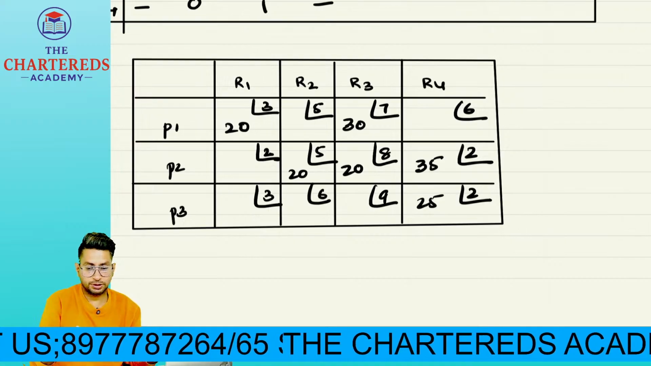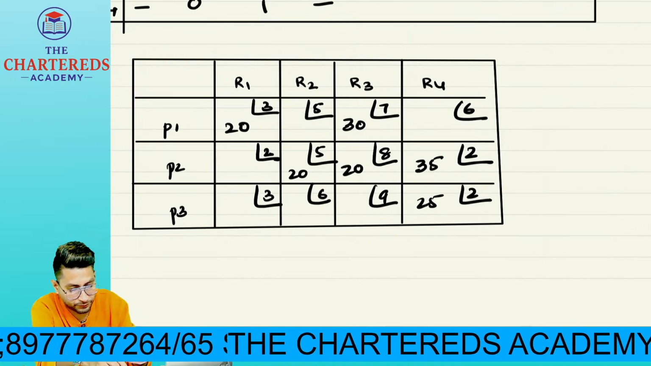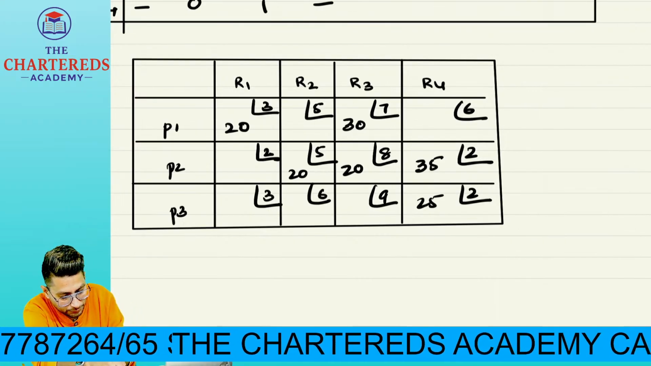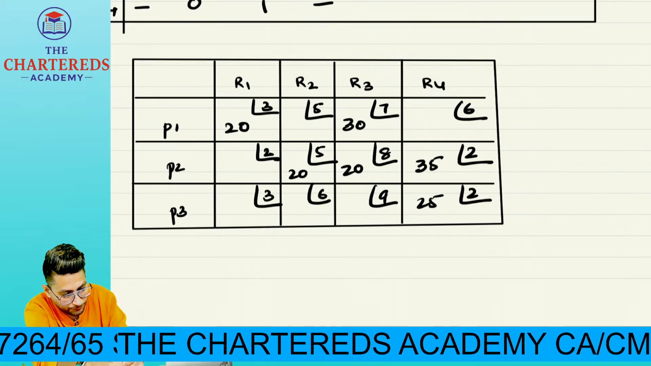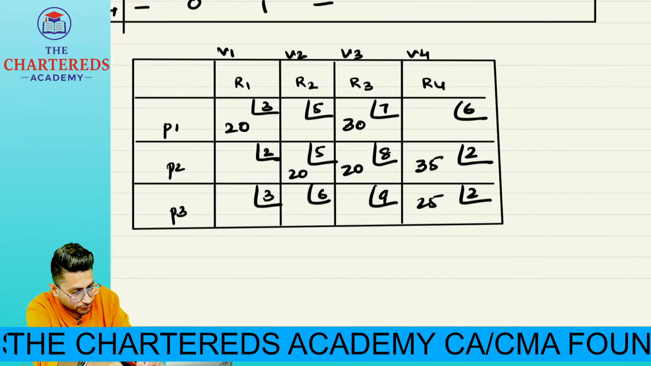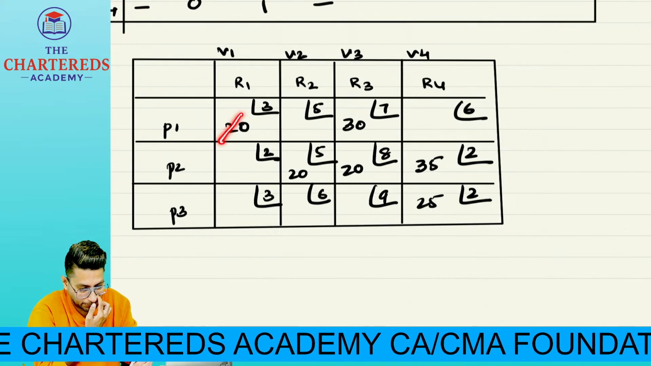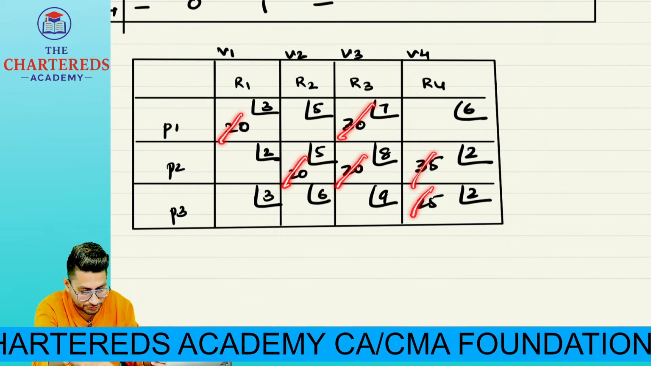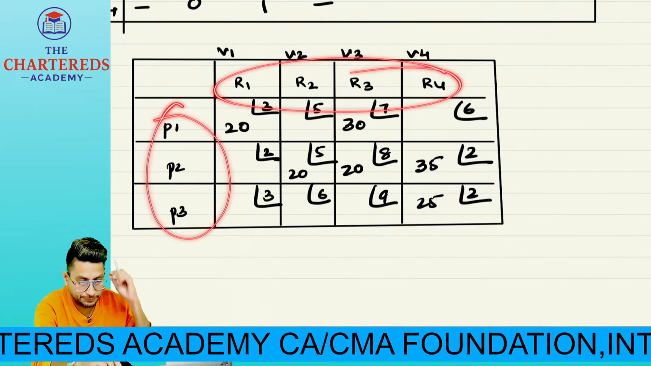There is no other option. You have to keep drawing the table again and again. So U1, U2, U3, V1, V2, V3, V4. How many cells we got? 1, 2, 3, 4, 5, 6. 6 only we have to get, right? Okay.